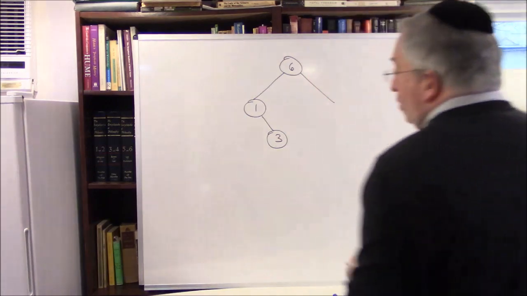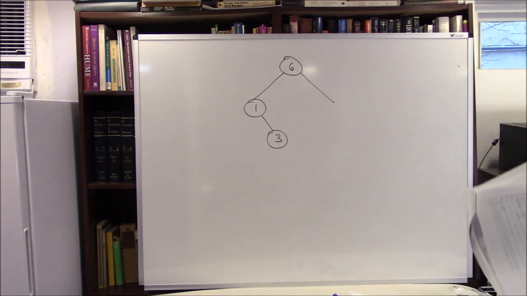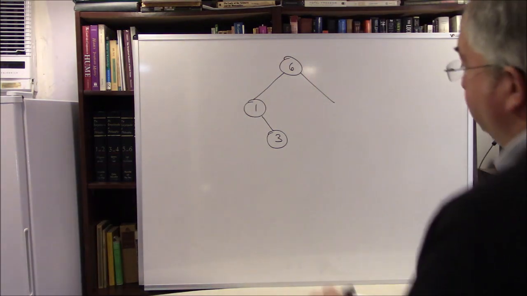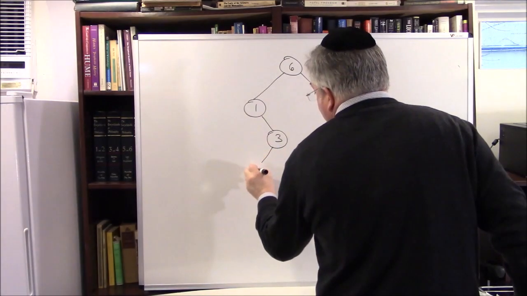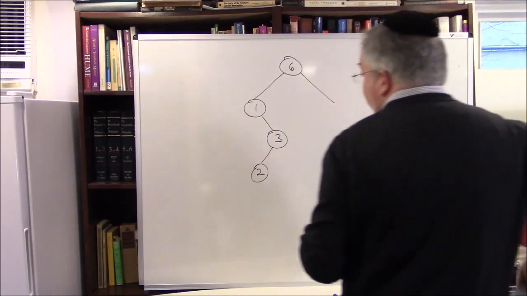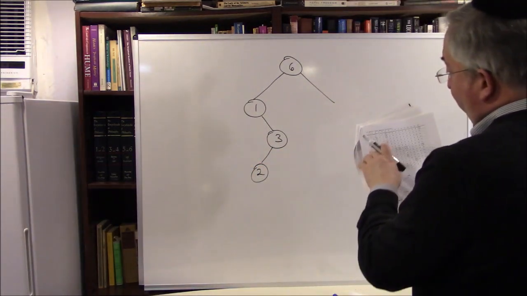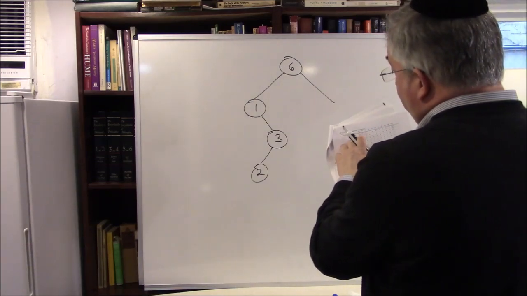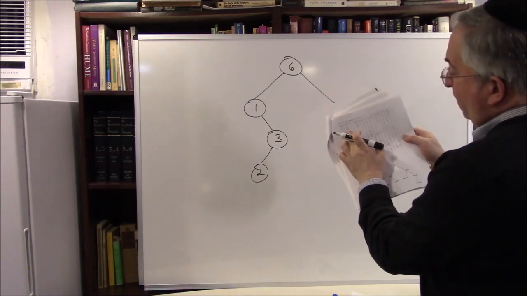Great. Question, from 1 to... okay, this is going to have a left child. It's only going to have one thing in the left child, 2. I don't even have to look it up, but I may as well. From 2 to 2 is 2. There we have it. Okay, great.